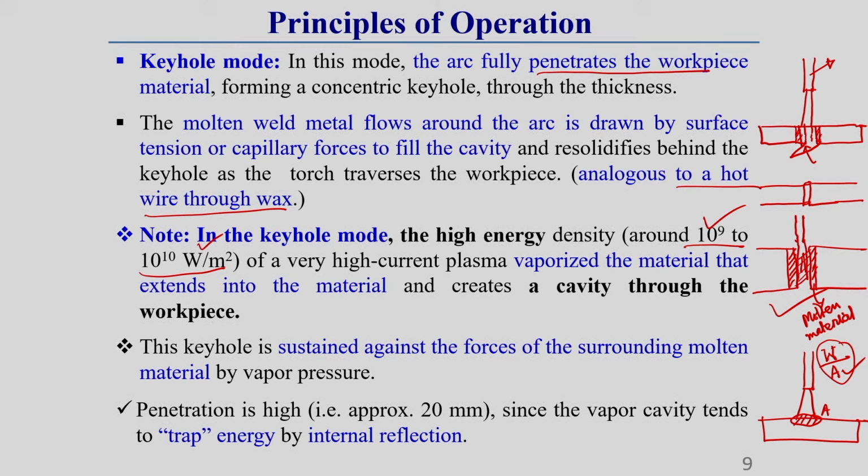Due to this very high intensity, it generally penetrates the workpiece throughout the thickness. By this keyhole mode, we can join plates of more than 20 millimeter thickness also. That is what I have written here. Penetration is very high, approximately 20 millimeter we can achieve. Another thing to keep in mind: since the vapor cavity tends to trap the energy, the energy reflects around this hole, and due to this the energy is trapped inside this keyhole.